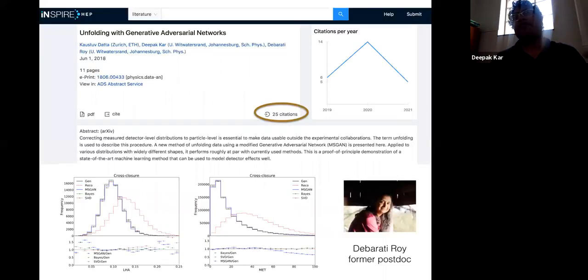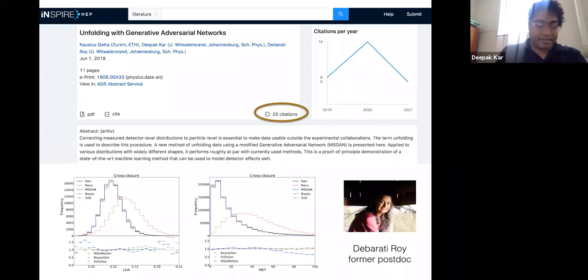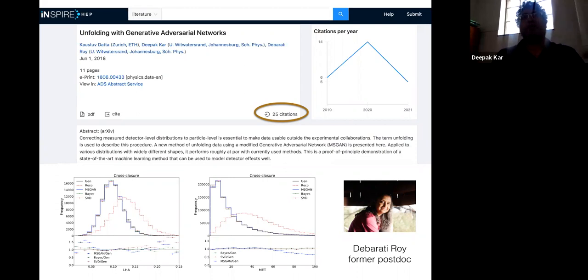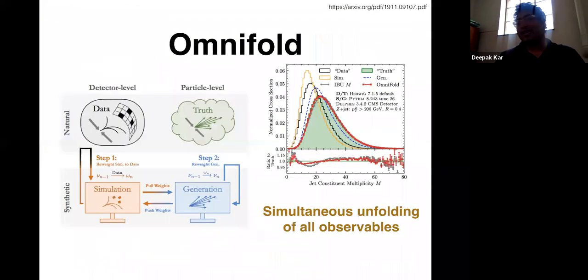So a few years back, my postdoc Debarati and I, with a collaborator, wrote the first machine learning based unfolding paper. And you can see the results actually compare reasonably favorably with the standard algorithms. Unfortunately, our method was not very fine-tuned, and we got a bunch of referee comments which we could never really implement. So the paper never got published, but I checked, it has 25 citations now. So everyone who is doing machine learning-based unfolding, like these OmniFold guys, which is now the state of the art, they cite us. So it feels good, but we never got that published, sadly.